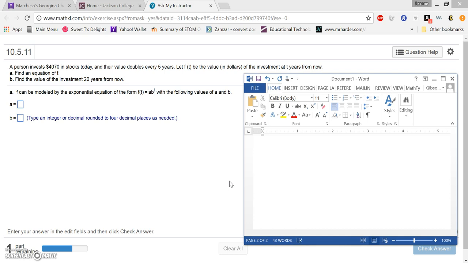Okay, first of all, there are two ways that we can attack this problem. The first way that I'm going to show you is basically doing it by hand, and then I'm going to show you how to do it on the calculator. So let's take a look at the question.